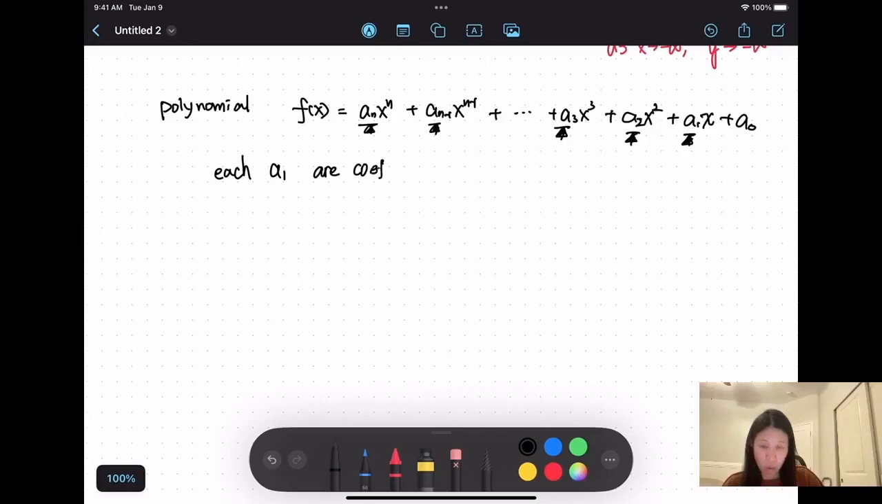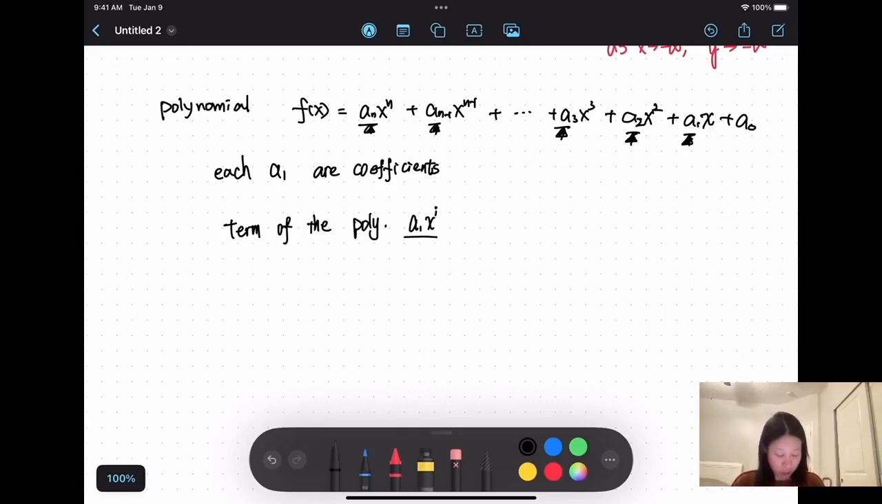The a sub i are all real numbers. It can be positive or negative or zero. It can be a whole number, a decimal, or fractions. So what are terms? A term of the polynomial is any piece of the sum, that is, any of the a sub i x to the i. So each individual term is a transformed power function.